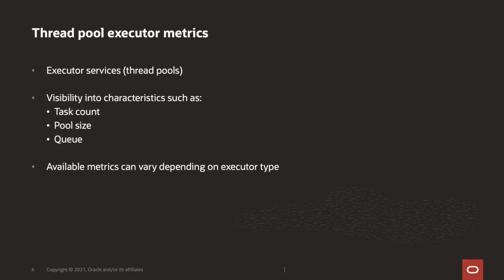Within Helidon, there are a number of thread pool executor services which do work concurrently within the application, often behind the scenes, but your application can also make use explicitly of executor services if it needs to do work asynchronously itself. The thread pool executor metrics give some visibility into characteristics of the executor services, such as task count, pool size, and queue information. The exact metrics that are available for a particular executor service depends on what specific type of executor it is. We'll see some examples of this later on.